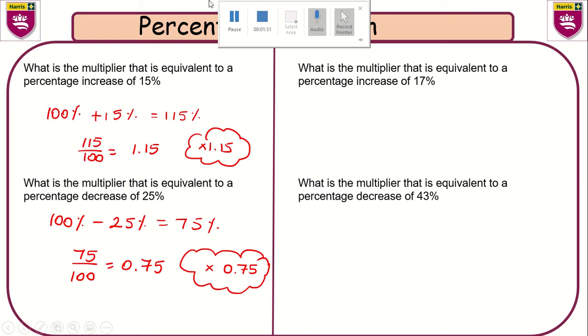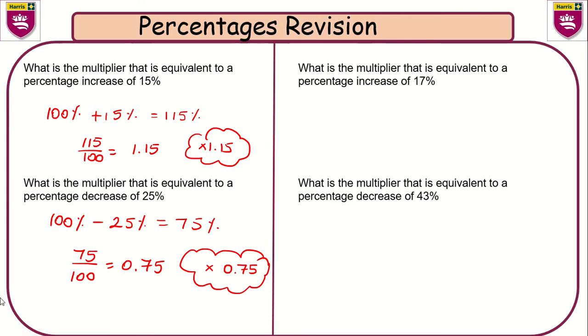Now, what I need from you now is to try and have a go at the next two questions, and then we're going to check our answers. Right, let's have a look at this then. So we have 17% increase, that's going to be 100% plus the 17%, that will give you 117%. 117% can be written down as 117 out of 100, which is, when you convert it into a decimal, 1.17. So the multiplier for this question is 1.17.